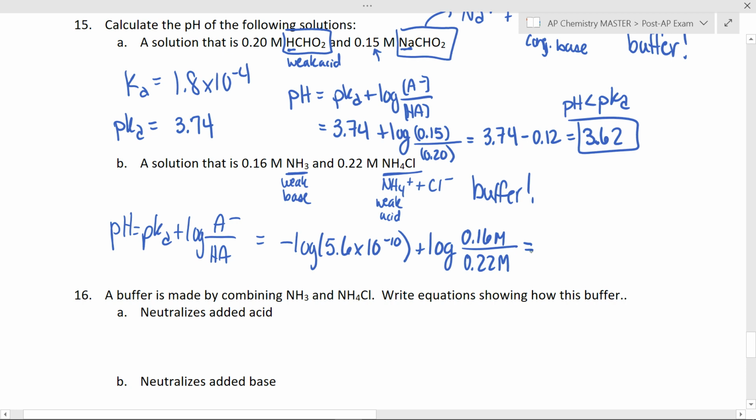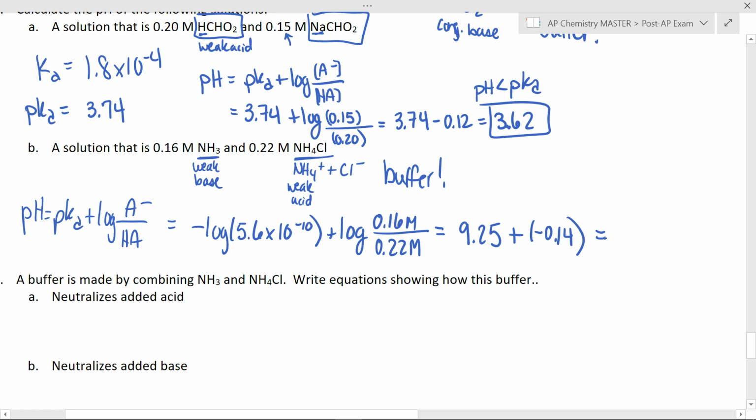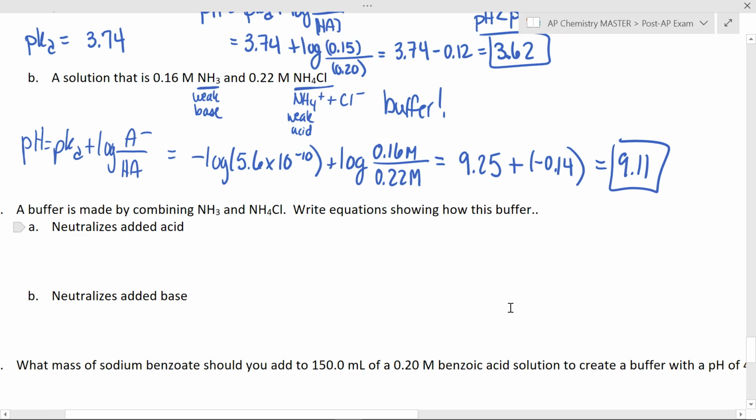So first let's find my pKa. 5.6 times 10 to the negative 10th, I'm going to take the negative log of that, so I end up with 9.25. And then if I go 0.16 divided by 0.22, take the log of that one, I end up with negative 0.14. And so when I add that to 9.25, I end up with 9.11. So again, a good way to check your answer for reasonableness: I have a little bit more of the acid than the base, so my pH should be a little bit less than my pKa.